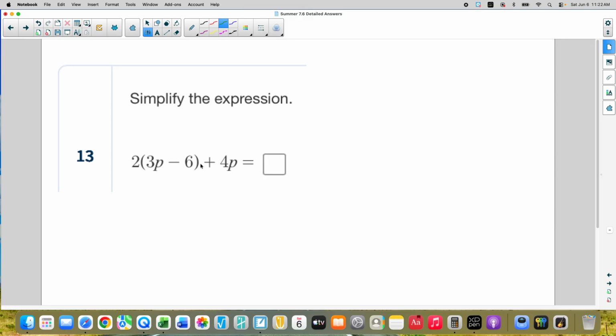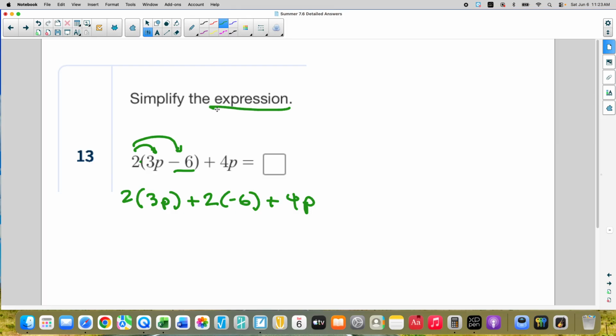Simplify the expression. I like this. We have parentheses, so we're going to try to do what's inside here. We can't simplify, these are unlike terms. So we still have this multiplication out here, so we're going to use the distributive property. 2 times 3p plus 2. Notice this negative doesn't go to the 2. My 2 is positive, so we should have a positive sign. So 2 times 3p, 2 times negative 6. That negative is attached to the 6, it better stay with the 6.